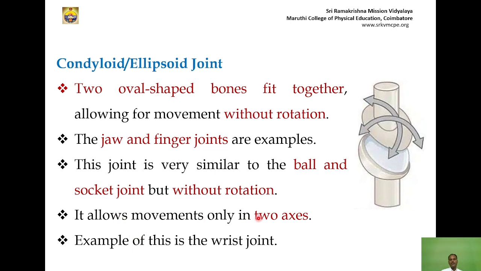It allows movements in two axes. Here we can move in two axes, because a hinge joint works in only one axis. Here two axes are there. An example is the wrist joint. The condyloid joint is the wrist joint, so we can move in two axes. This is the speciality between the hinge joint and the condyloid joint.